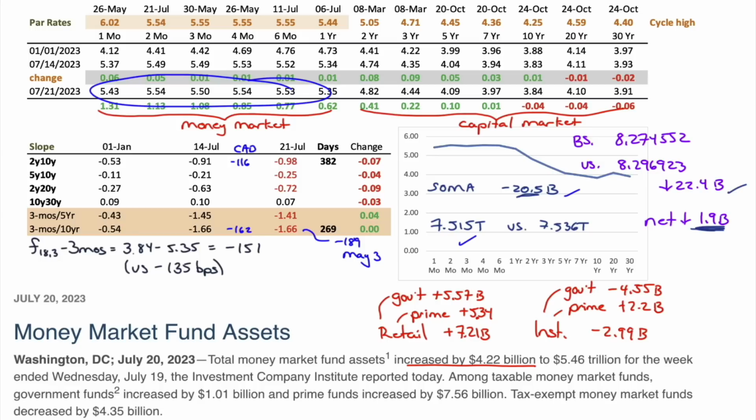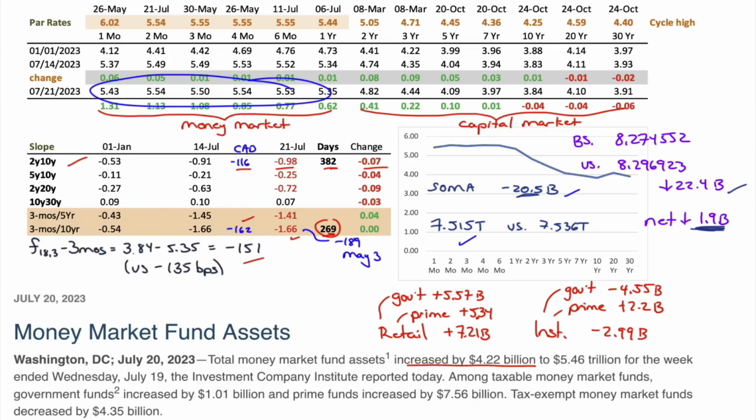Curves still inverted. The 2 to the 10, 98 basis points, slightly deeper curve inversion this week. The Canadian 2 to 10 is negative 116. 382 days now, 269 for the 3-month to 10 year, so going on 9 months. 162 in Canada, 166 in the US. And looking at the 3-month forward, inversion of 151 basis points versus 135 last week.